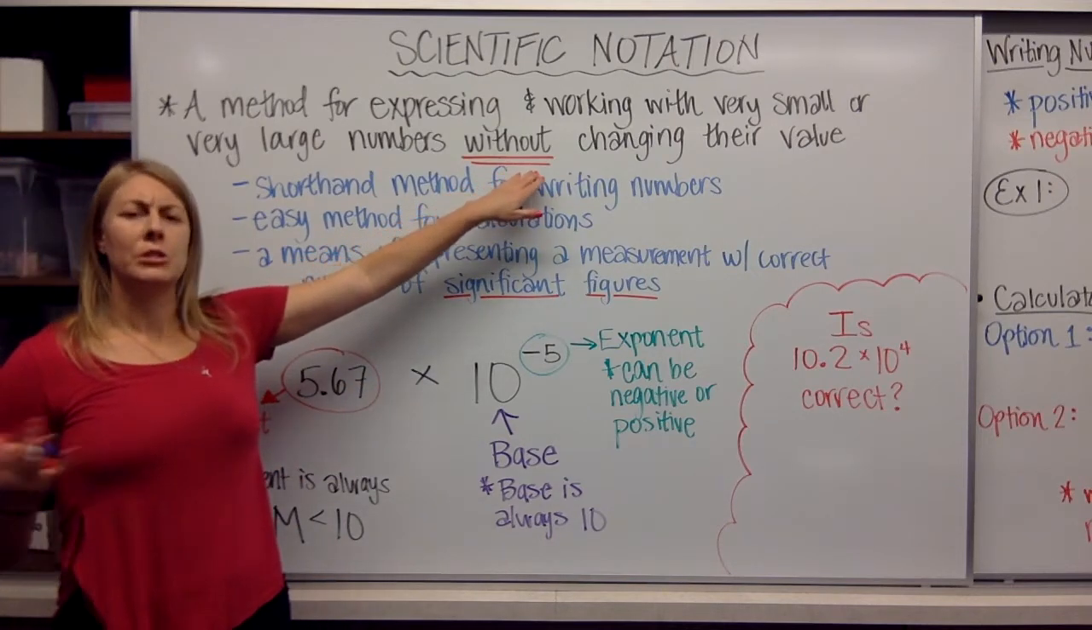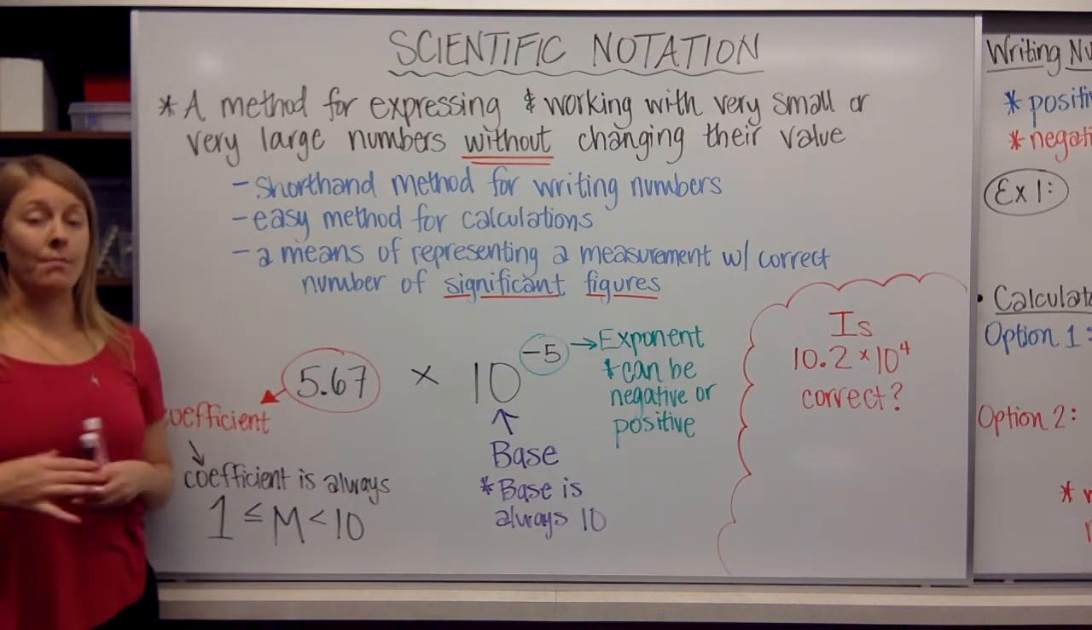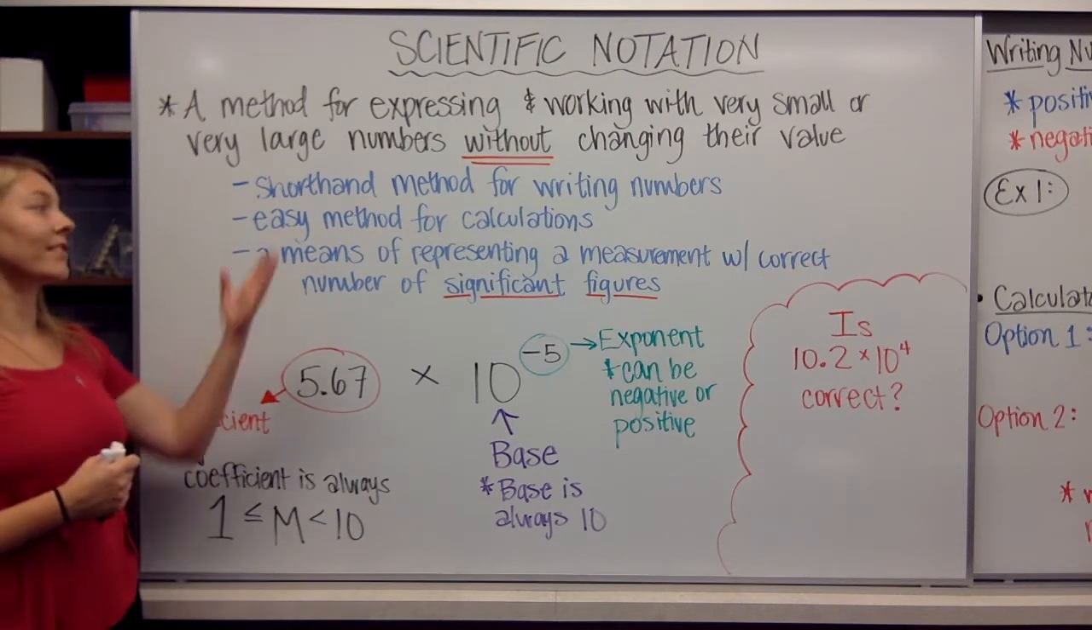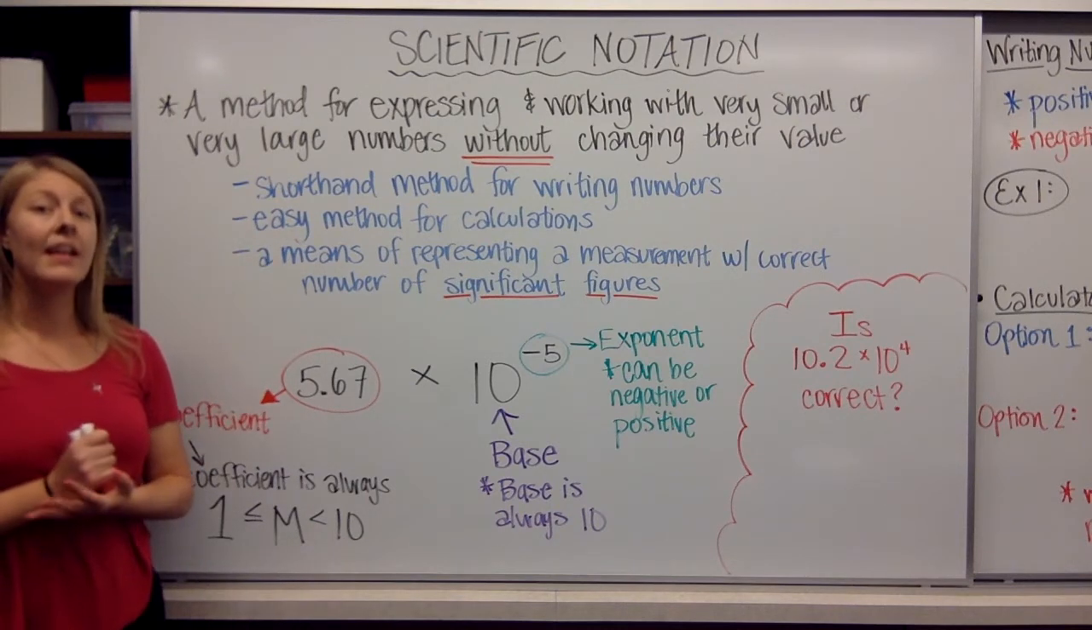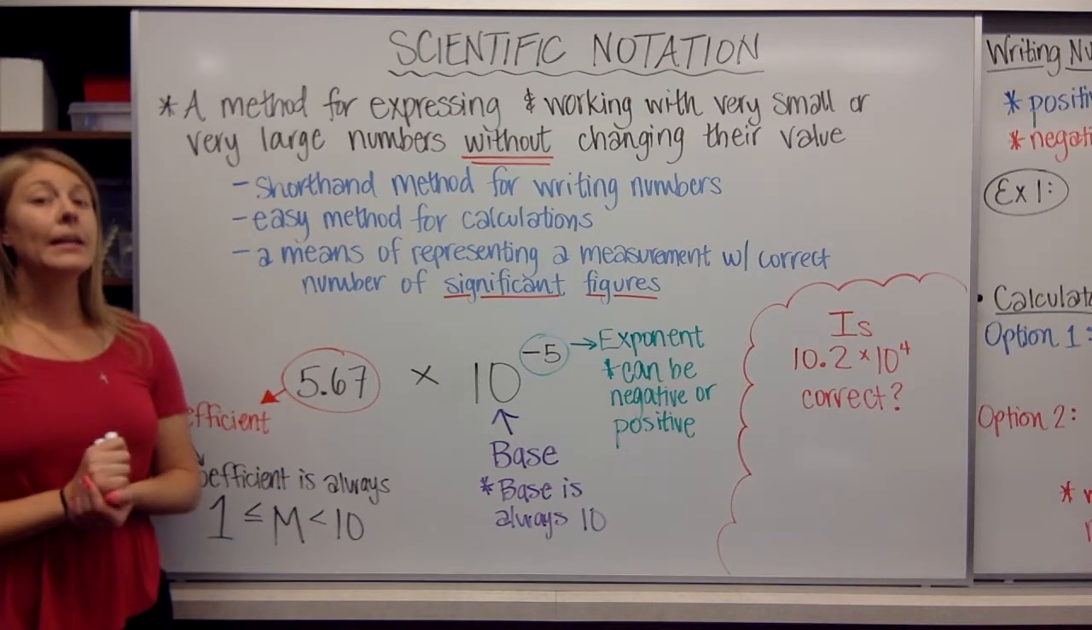It's very important. Just like when we're converting or doing dimensional analysis, we're not changing the value of the number. We're just changing the format in which we write it. This is a shorthand method for writing numbers. It makes calculations a lot easier, especially when we're using a calculator.